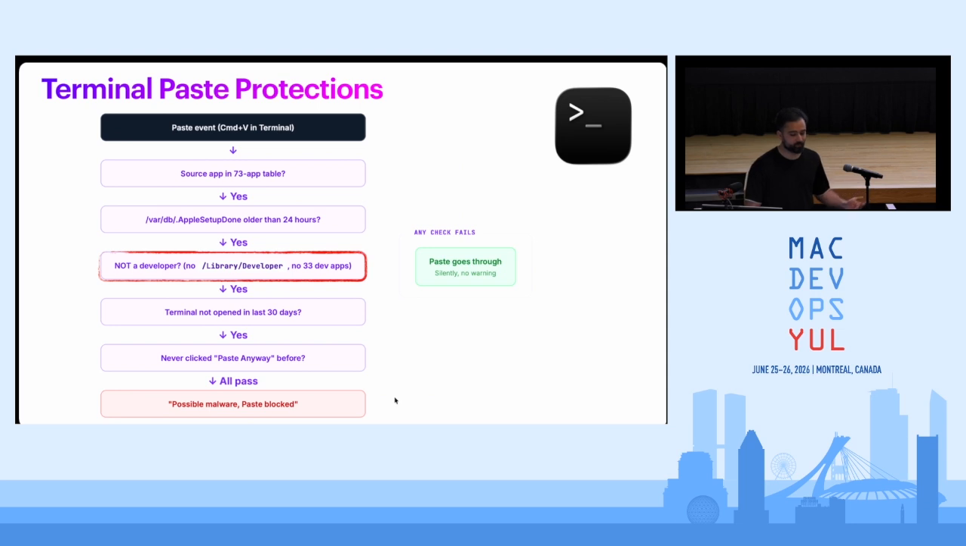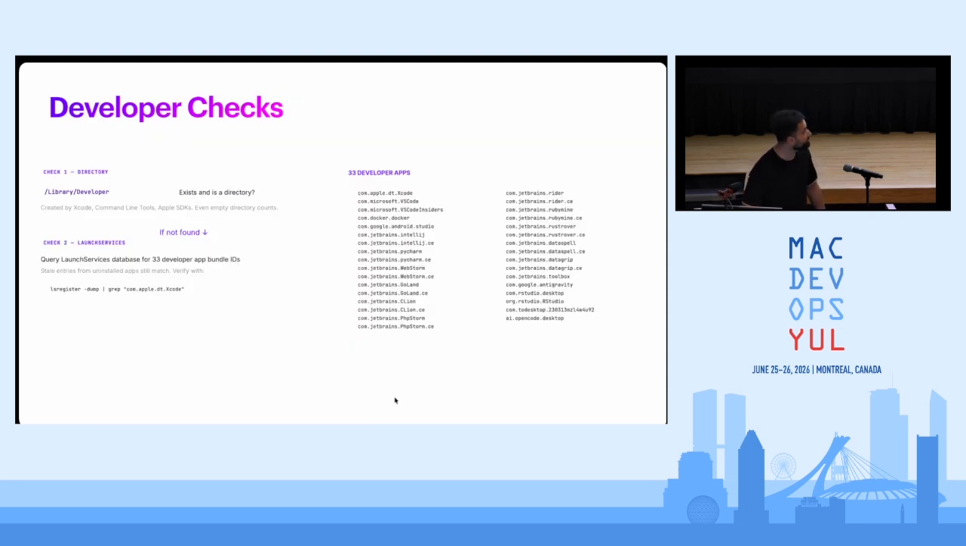The third check is whether you're a developer. And it figures that out in two ways. One, it checks to see if the /Library/Developer folder exists, which gets created by Xcode or the command line tools. And it also asks Launch Services about 33 different known developer app bundle IDs. If any of those exist on the system, it assumes you're a developer and it stays quiet. So that is the list of different developer app IDs, and then yeah, the folder there.